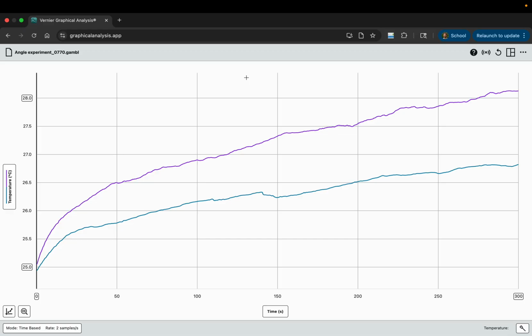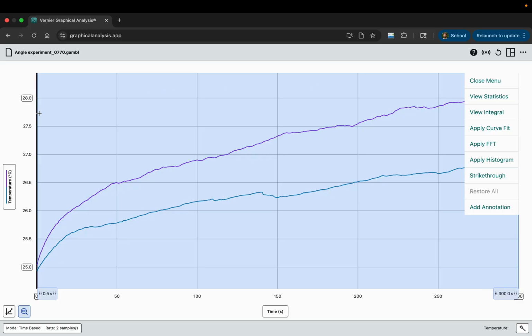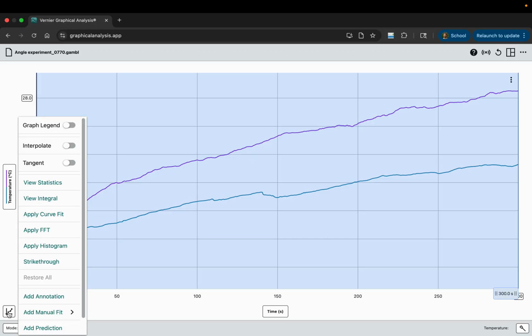One thing that might be interesting here is to look at the rate of change of this temperature. And so I have some tools here in graphical analysis that can help me look at that rate of change. So what I'm going to do here is highlight all of my data. Make sure the whole thing is highlighted. And I can slide these sliders at the bottom around to make sure I'm going from 0 all the way to 300. And then I'm going to click on Graph Options in the bottom left corner.